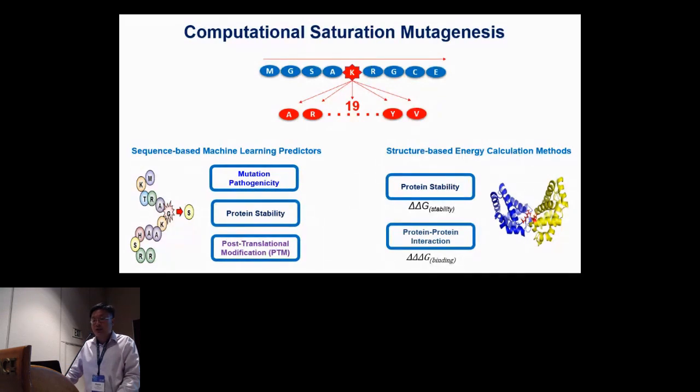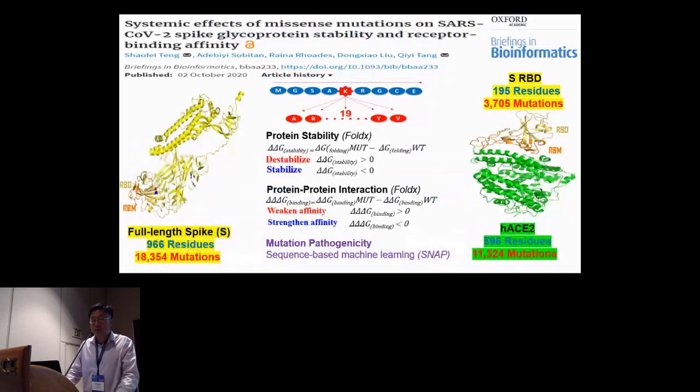Then we apply 2 approaches. One is sequence-based machine learning, where we look at mutation pathogenicity, protein stability, and whether the mutation is involved in post-translational modifications. Today I focus on how we use computational biophysics to look at how mutations affect protein stability and protein-protein interactions. I mainly talk based on our paper focusing on SARS-CoV-2.